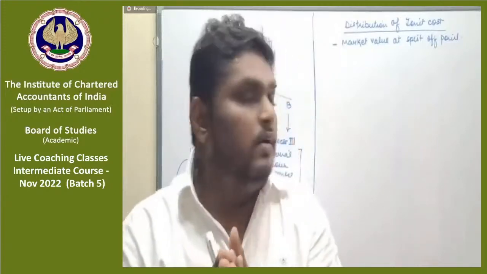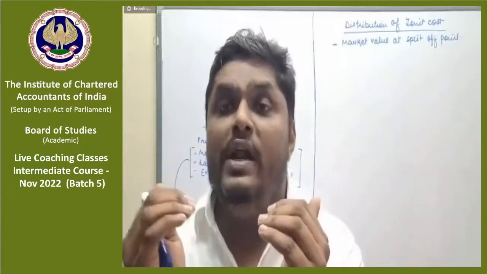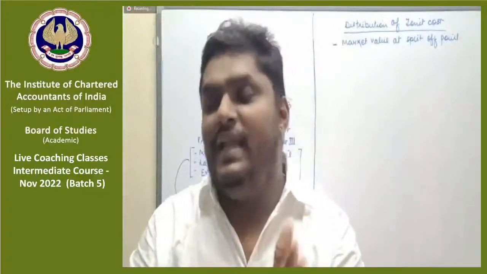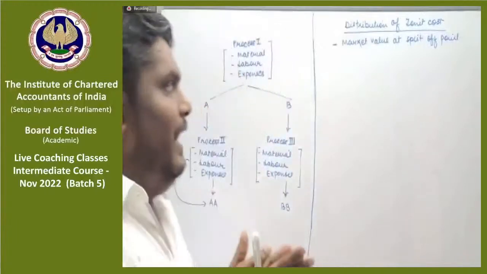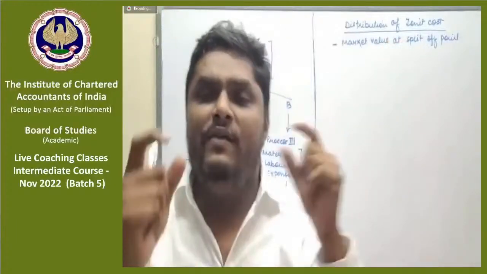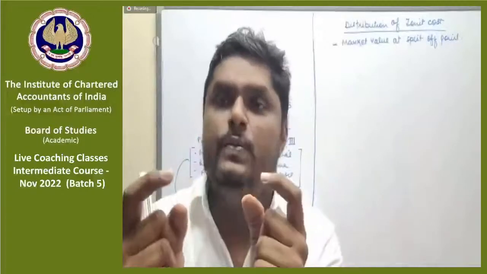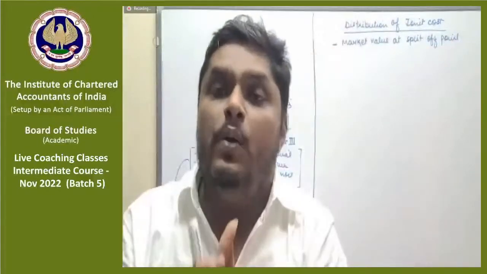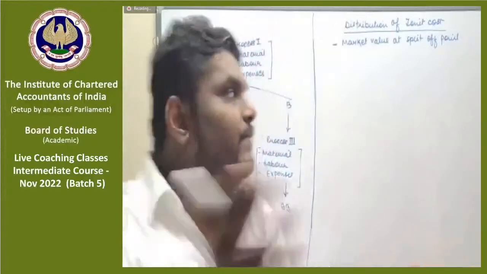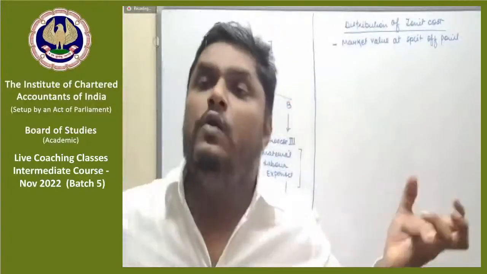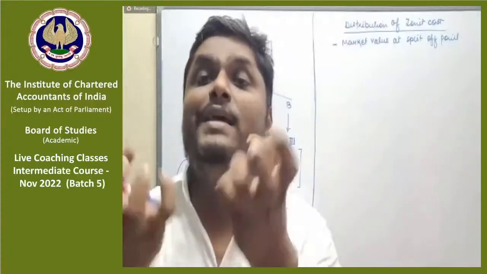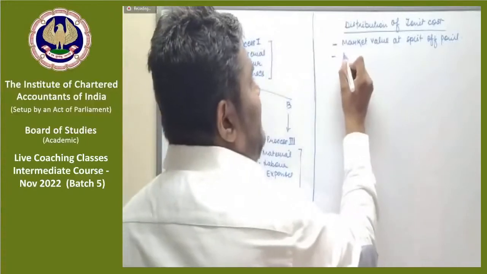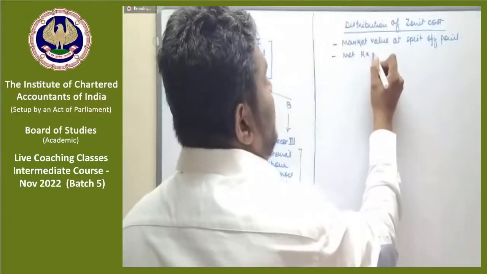So guys, we will calculate the dummy market value. I repeat again, let me discuss this part, then I'll try to resolve your queries. In this method, we were distributing the joint cost in the ratio of market value at split off point. But if there is no active market of A and B, the market value will not be available. So in that case, how to distribute the joint cost? In that case, net realizable value method will come into picture.